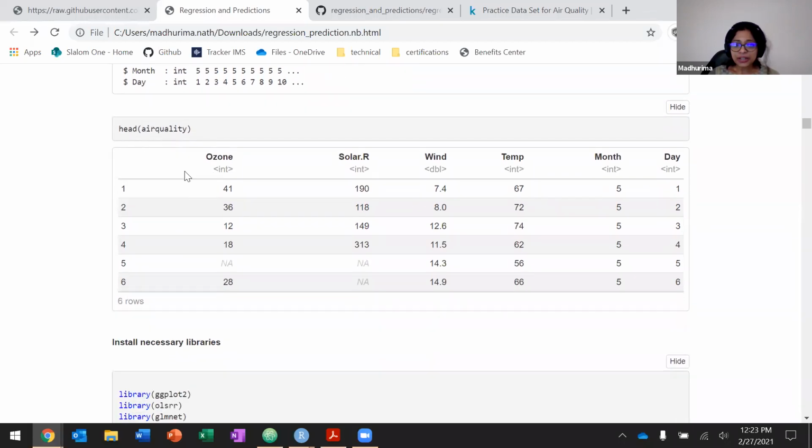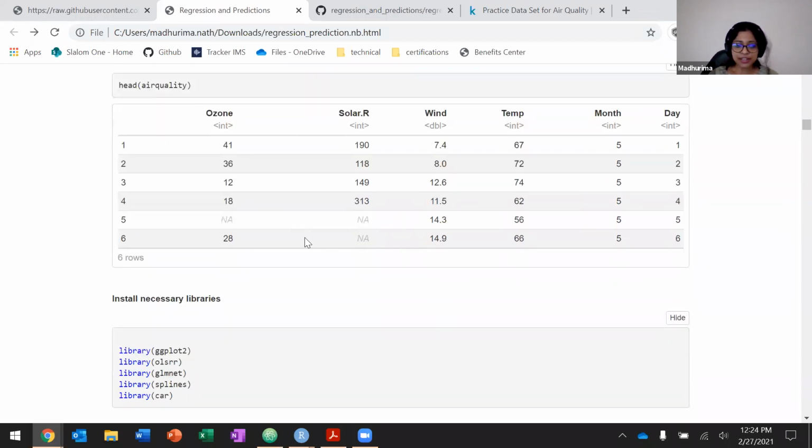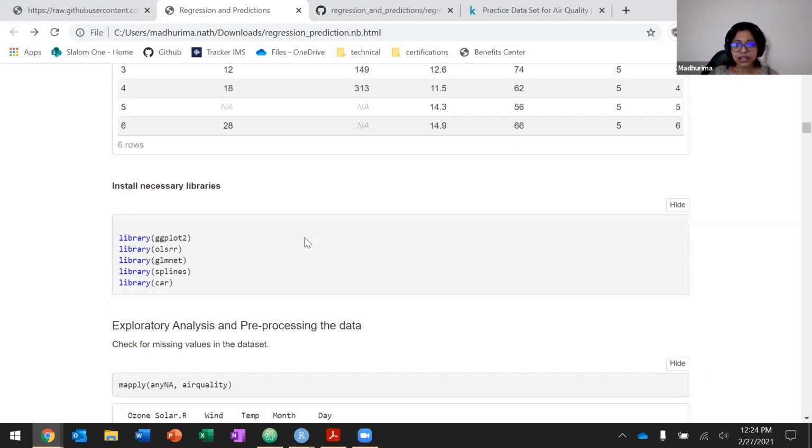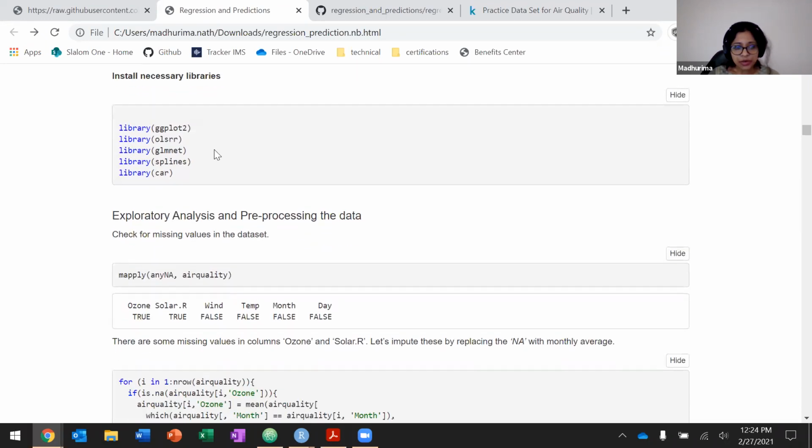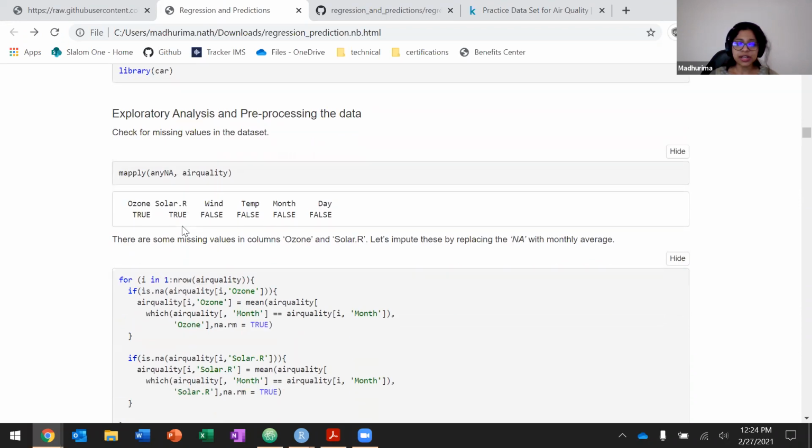Again, when we do a head, we can see how the data looks, what the variable types are. We see there are integers as well as doubles. We see there are some missing values, and I'll address all of that. Again, just installing a few libraries that I would need to do the analysis.